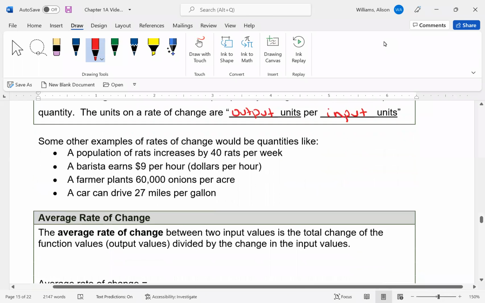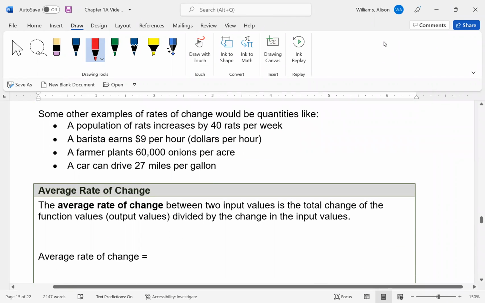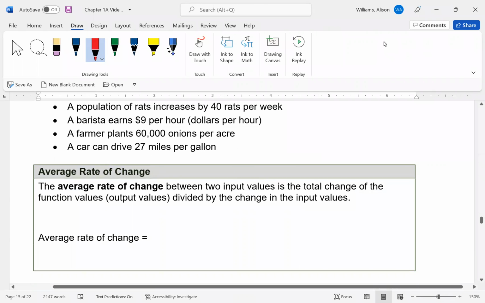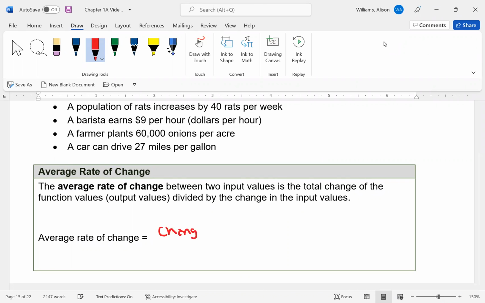What I just calculated is what's called the average rate of change. So the average rate of change is looking at the change between two input values. It's the total change of the output values divided by the change in the input values. So a way of writing this, kind of like a formula, is to look at the change of the output divided by how the input is changing.